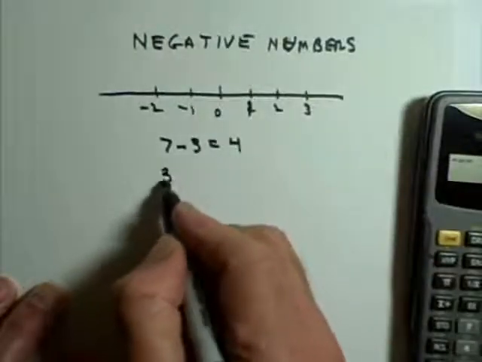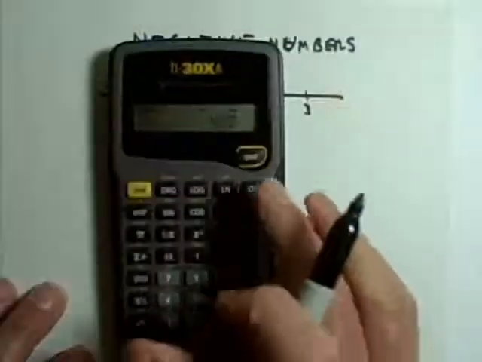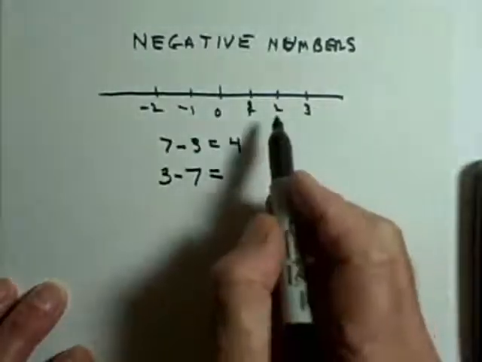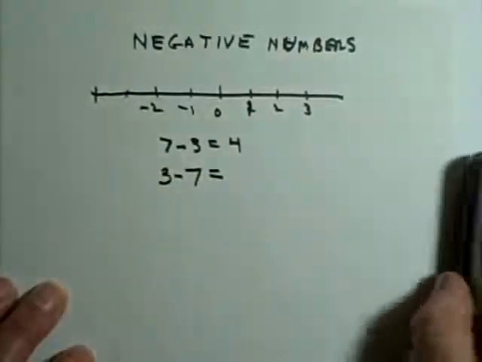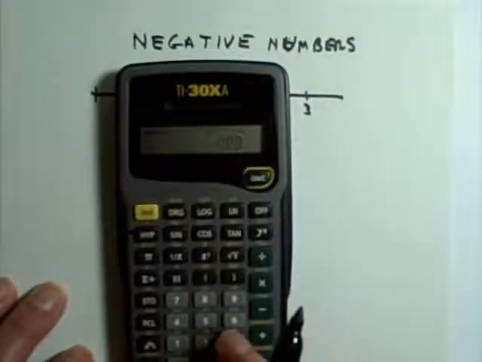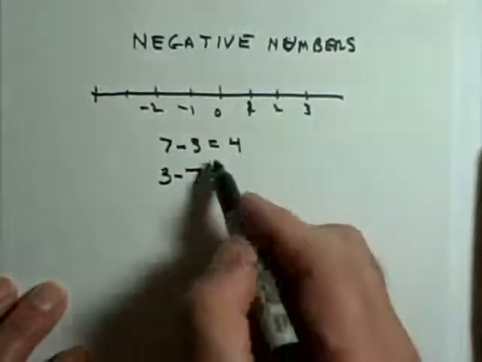But what happens if you take 3 and subtract 7? Well, the answer in that case, if you take 3 and go down and subtract 7, you're going to go down to minus 4. You probably know that, but let's look at it on the calculator. 3 minus 7 equals minus 4.